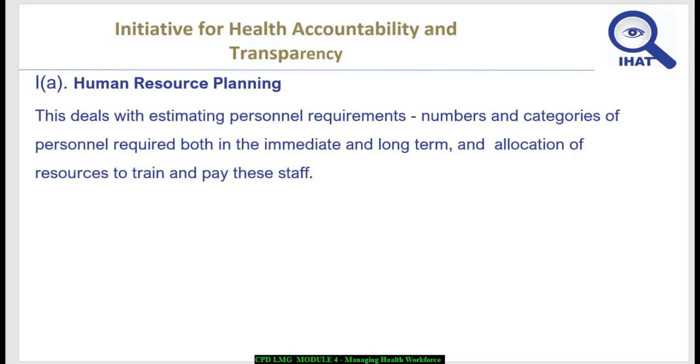Now, the first thing that confronts a human resource expert or manager is human resource planning. And what do we understand by human resource planning? It deals with estimating personnel requirements in terms of numbers and the categories of personnel required both in the immediate and long term, and allocation of resources for their training and also for paying them.